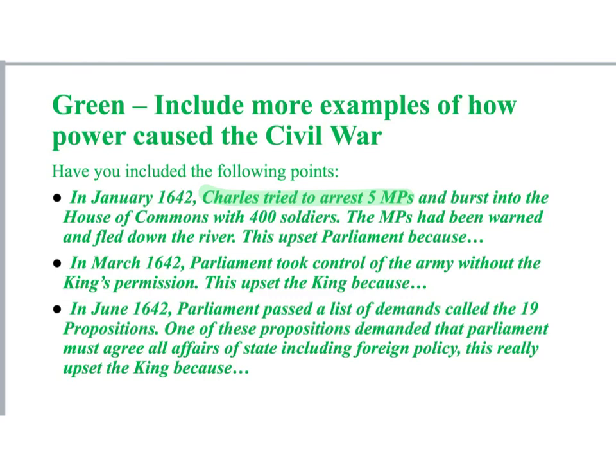Now, off the back of that, in March, Parliament took control of the army without the king's permission. England needed an army, and the king had always controlled the army. But they didn't trust him, so they took control of the army as well. Obviously this upset the king, because he'd always controlled it.